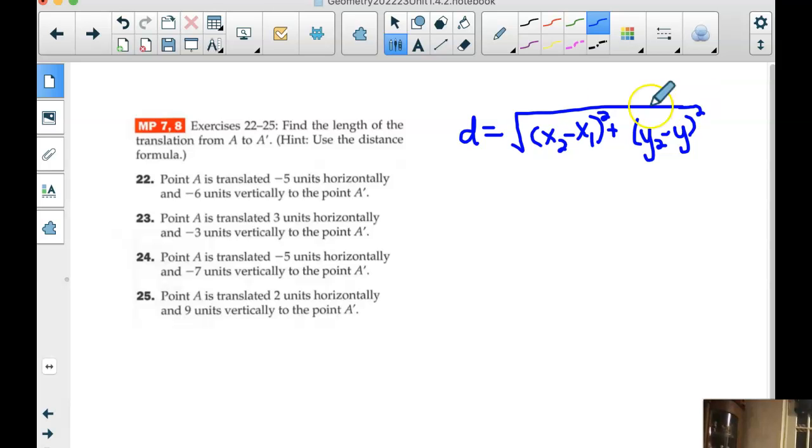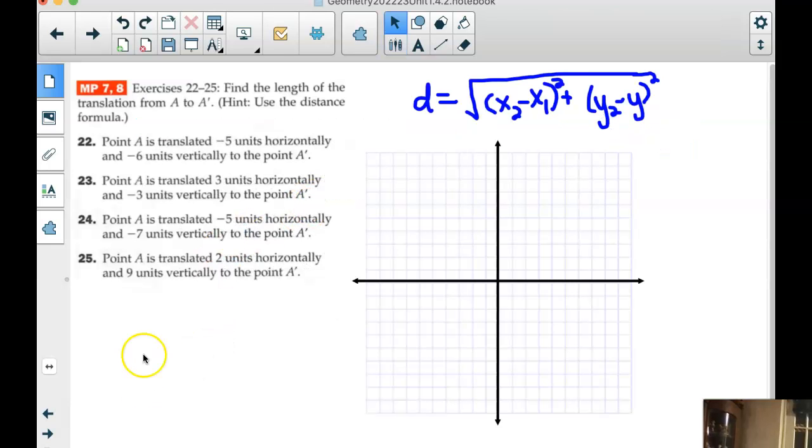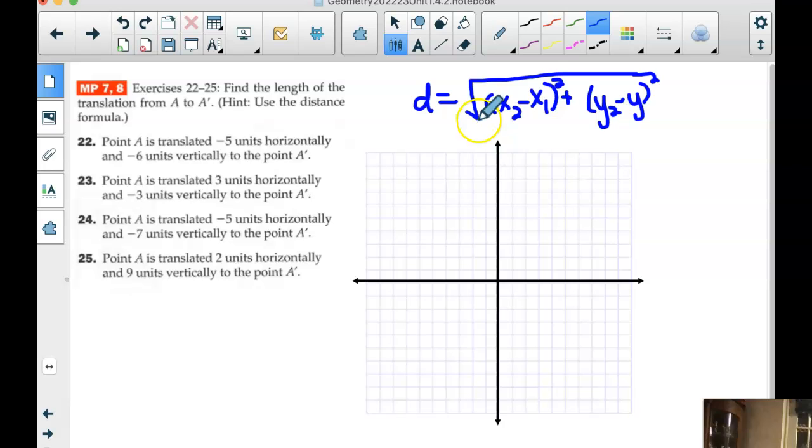Okay? So, point A is translated 5 units horizontally, right to left, and 6 units vertically to point A prime. Now I will show you the distance formula, but first we're going to be sneaky. Sneaky is fine. It's a different strategy. I'm just going to pick any point and I'm going to label it A.